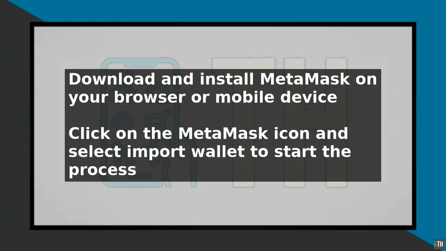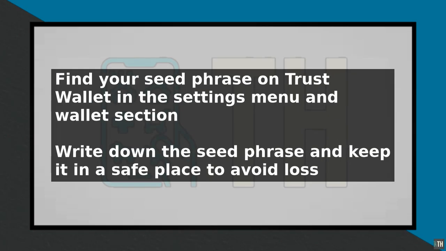A seed phrase is a list of words that are used to recover your wallet in case you lose access to it. To find your seed phrase on Trust Wallet, open the app, go to the Settings menu, and select Wallet. Then, select the three dots next to your wallet name and choose Show Recovery Phrase. Write down the seed phrase and keep it in a safe place. Do not share it with anyone, as it can be used to access your wallet.